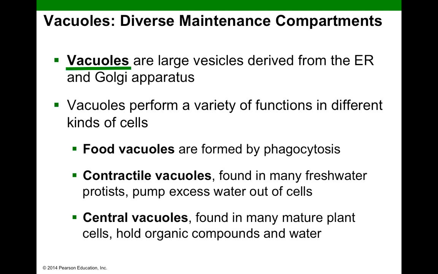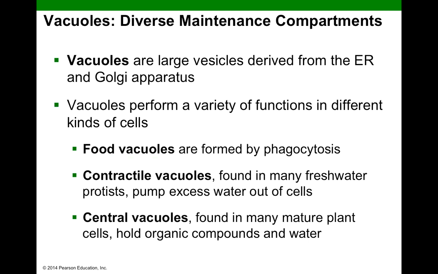Last are the vacuoles. Again, you may have learned that only plant cells have vacuoles, that large storage structure that takes up most of the plant cell, but animal cells can contain vacuoles as well. Vacuoles are large vesicles that come from the Golgi, and they can have a variety of functions depending on what type of cell they're in. We just saw an example of a food vacuole when we were talking about lysosomes.